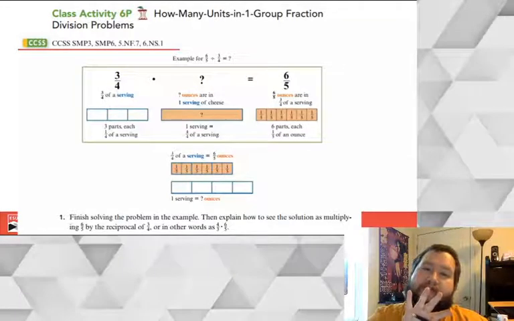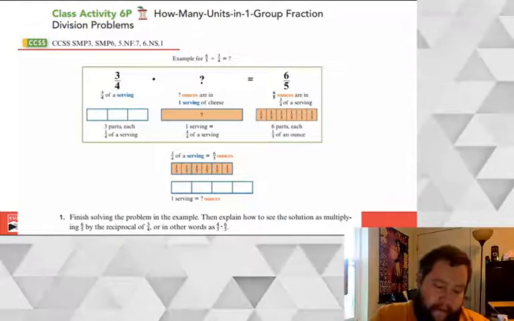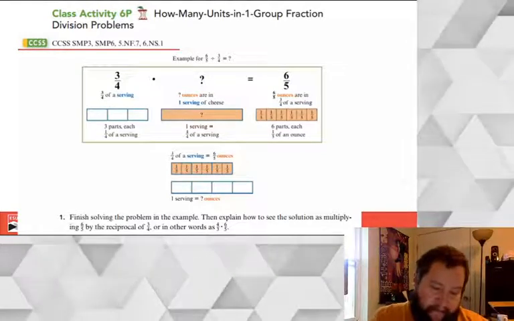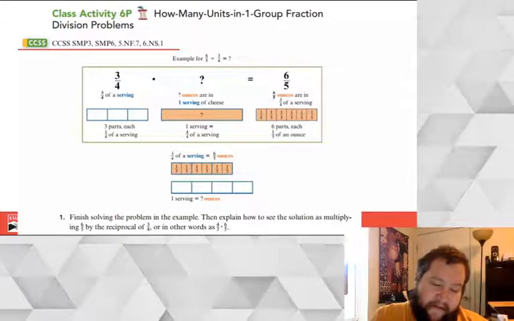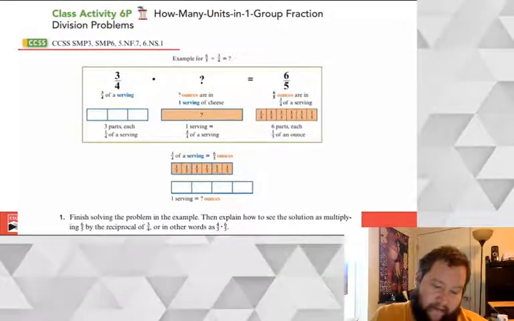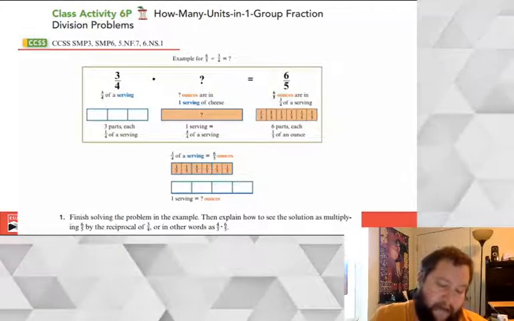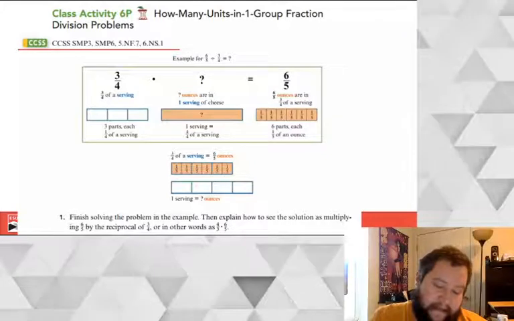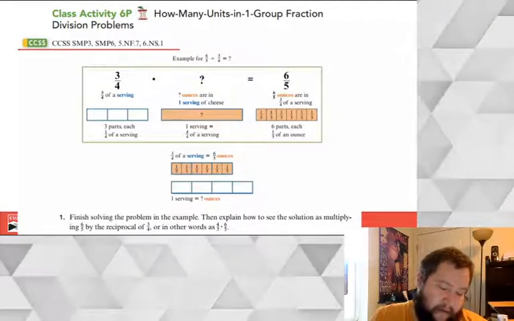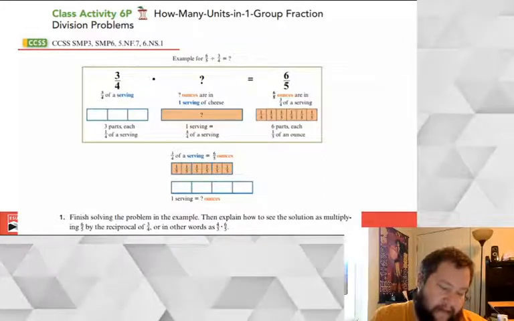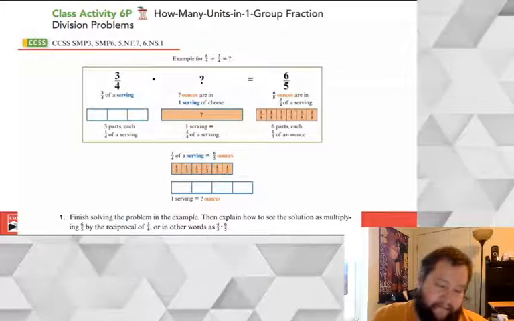The other interpretation is how many in a group. And so here it says, for example, there's 3/4 of a serving. How many ounces are in 1 serving, if 6/5 of an ounce are in 3/4 of a serving? So finish solving the problem in the example, then explain how to see the solution as multiplying 6/5 by the reciprocal of 3/4. So that is, why is it 4/3 times 6/5?